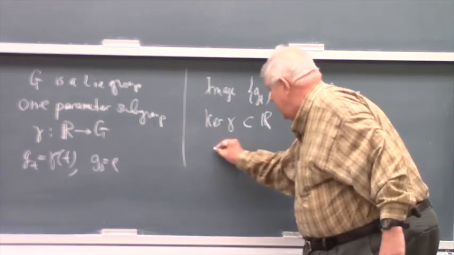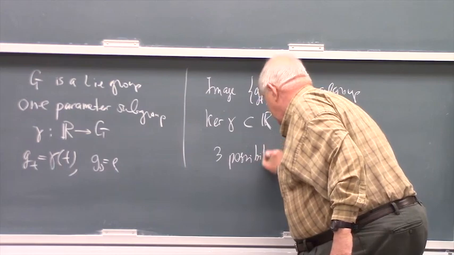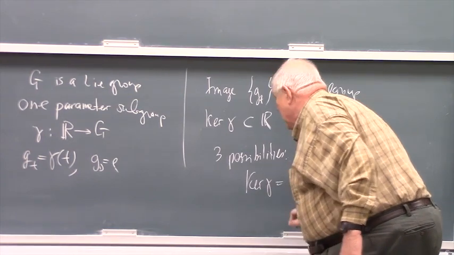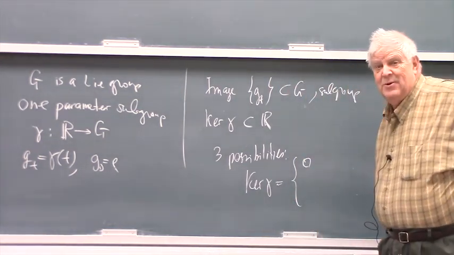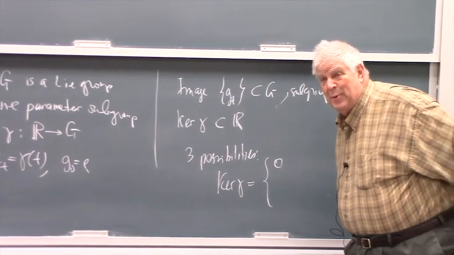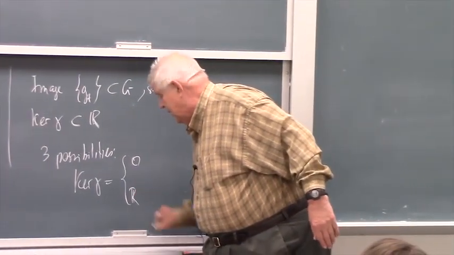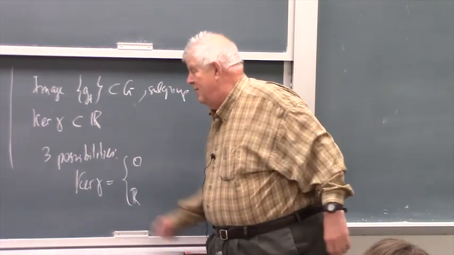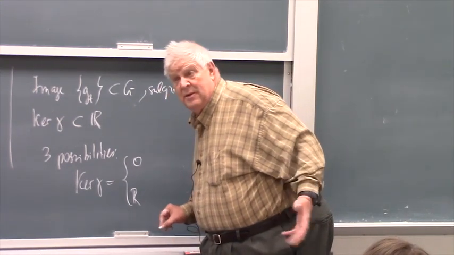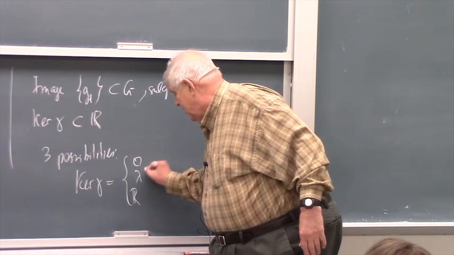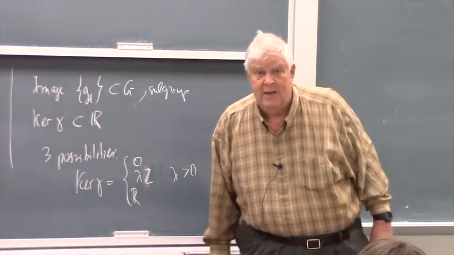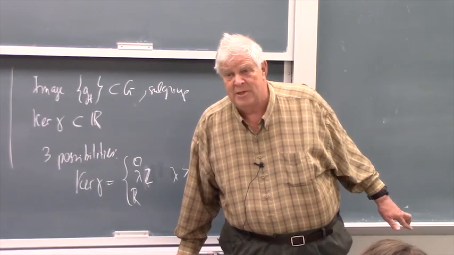First, the kernel is 0. So topologically, in the set theoretical sense, it is one-to-one. Second, it is R. Then actually the whole line R is mapped onto one point e. And also it is only one possibility. Third, there is some positive number lambda, and the kernel is lambda Z.